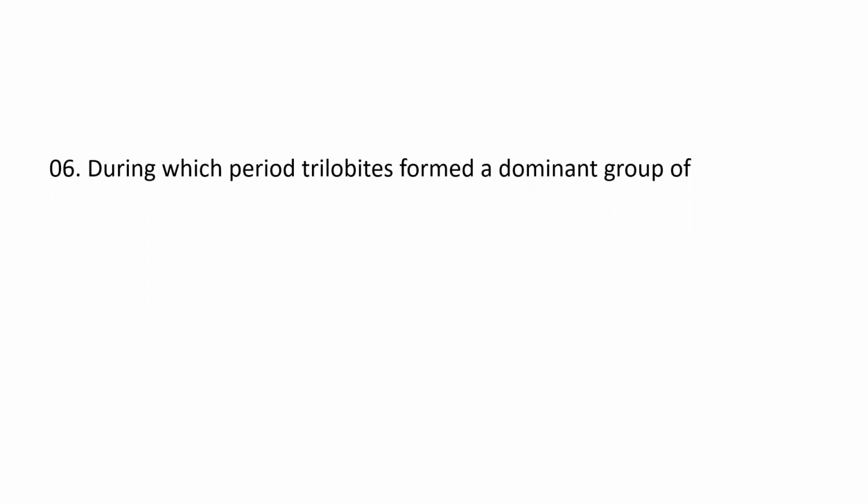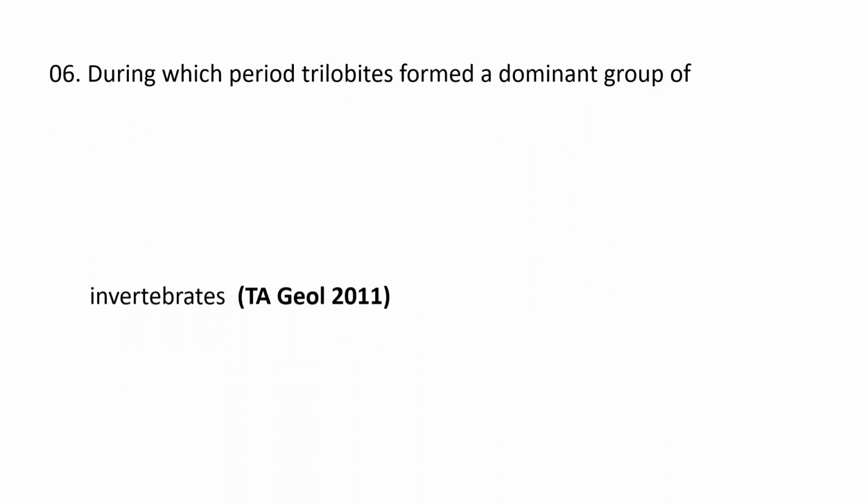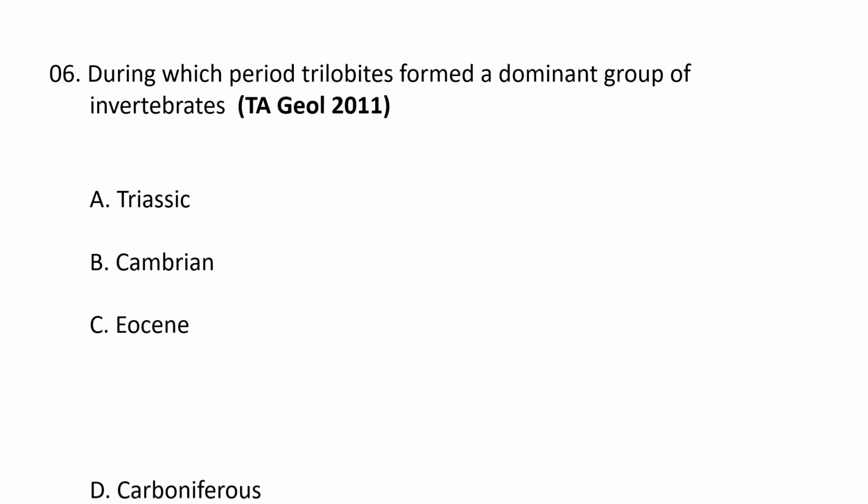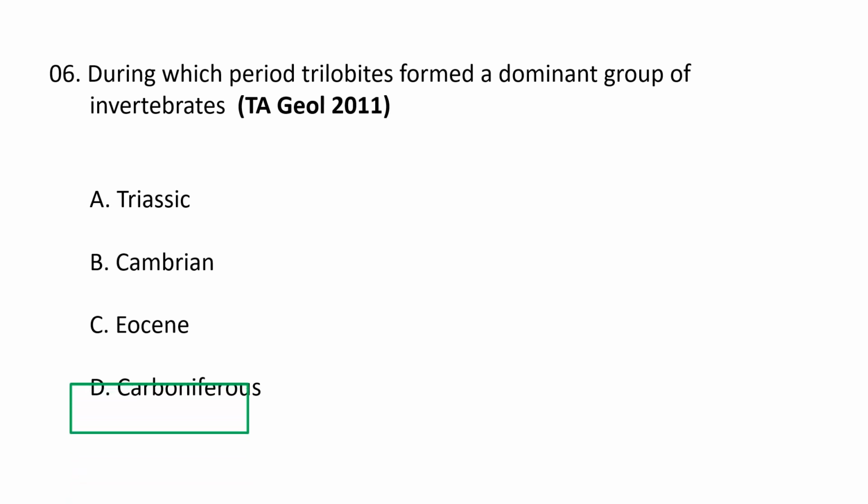Next question. During which period did trilobites form a dominant group of invertebrates? A. Triassic, B. Cambrian, C. Eocene, D. Carboniferous. The correct option is B, Cambrian. Trilobites were the dominant group of invertebrates during the Cambrian and early Ordovician periods. They first appeared in the Cambrian period, which lasted from 541 to 485 million years ago. So B, Cambrian, is the correct option.